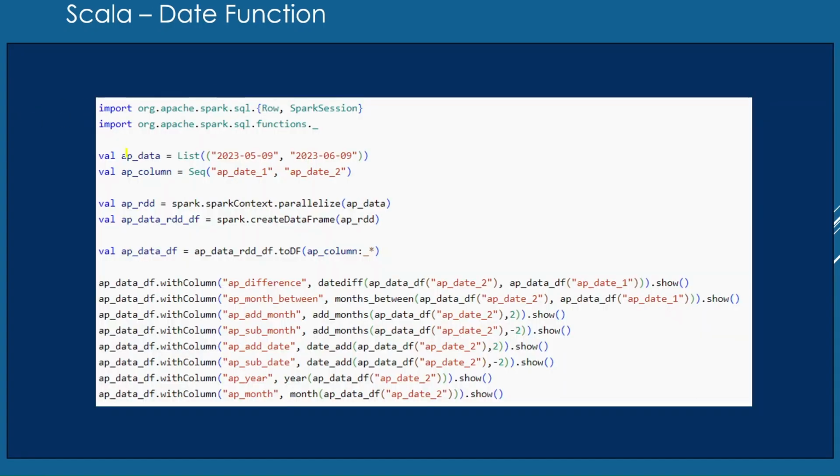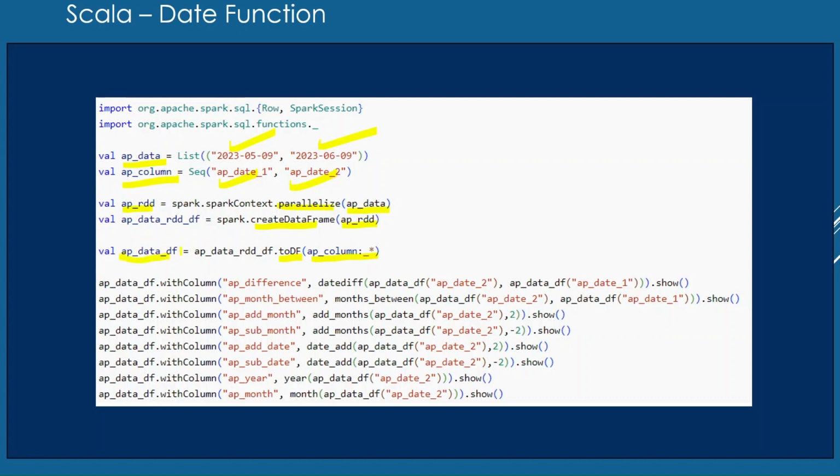So what I have done is, I have created two variables, and in this variable I am holding two dates in the form of a list, and here in this variable I am creating two columns, AP date 1 and AP date 2. With the help of the parallelize function, I am passing this object and creating an RDD. Once this RDD gets created, I am creating a data frame with the help of this RDD, putting all the required columns in the data frame.